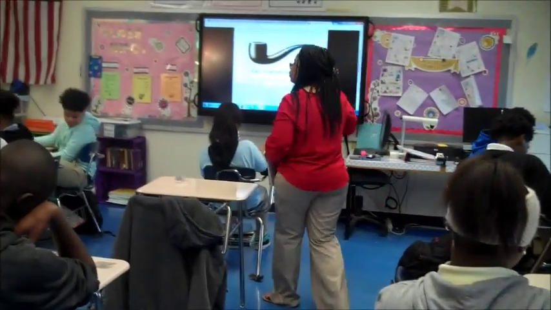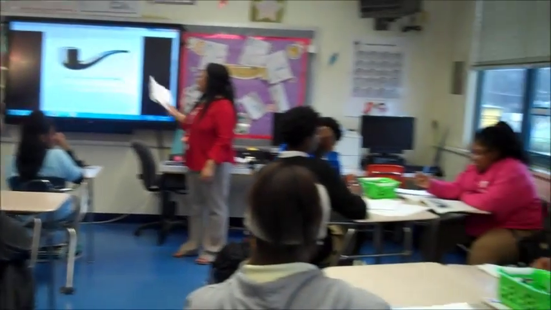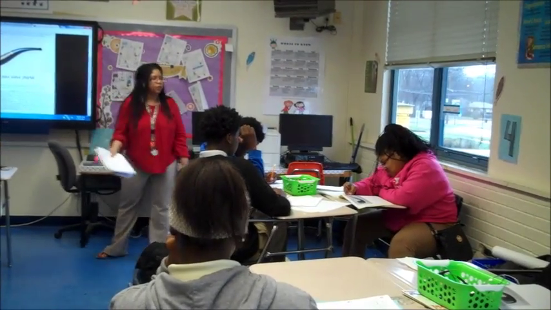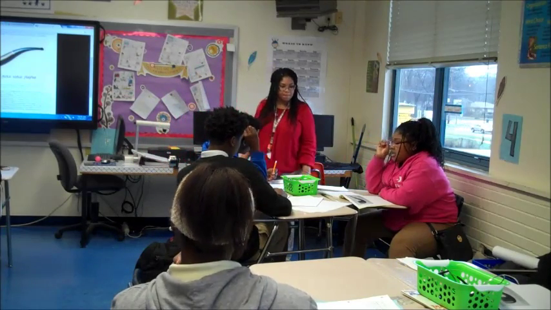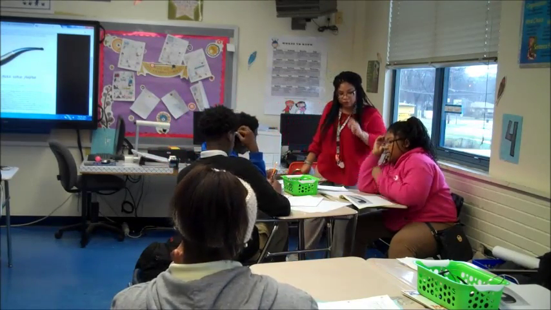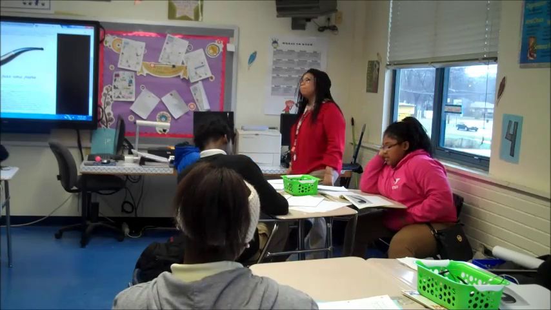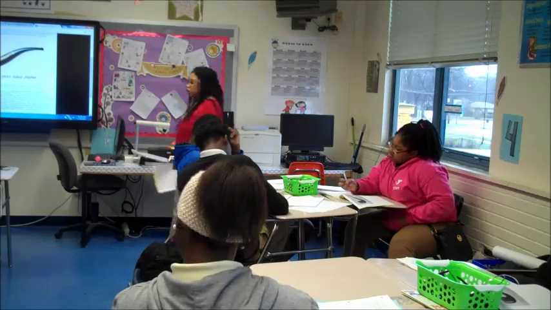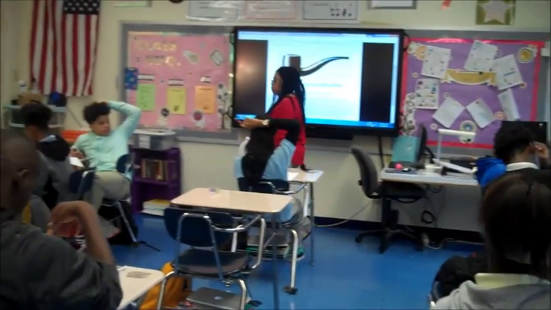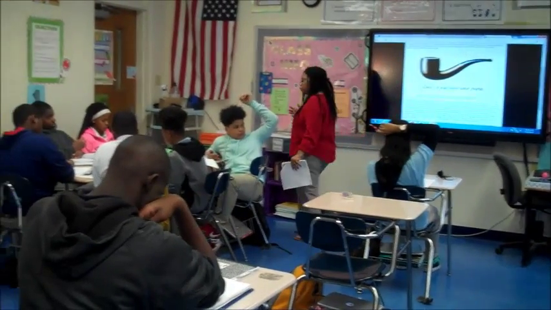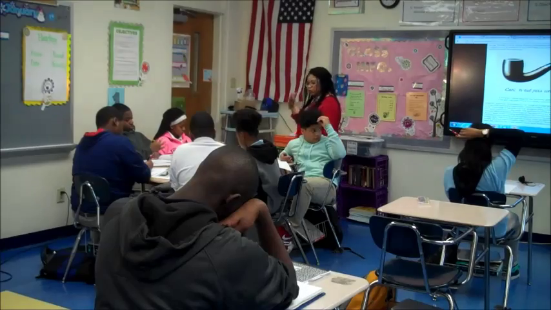Okay, Sequoia, what did you write about question 2? Why is this caption so surprising to you? A little bit louder, I can't hear you. It's something else than a pipe. It is a picture of a pipe. Good. She said that this is something other than a pipe. That's why it was surprising to her, because at first she just thought it was a pipe, but now she realizes that it's a picture of a pipe.